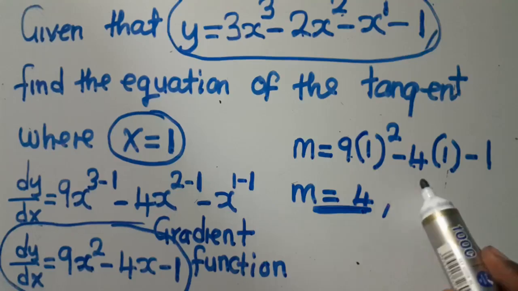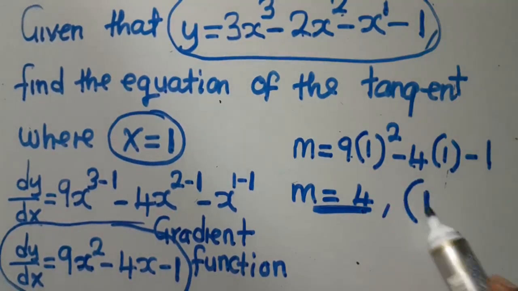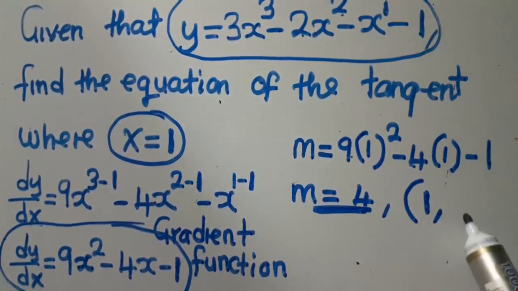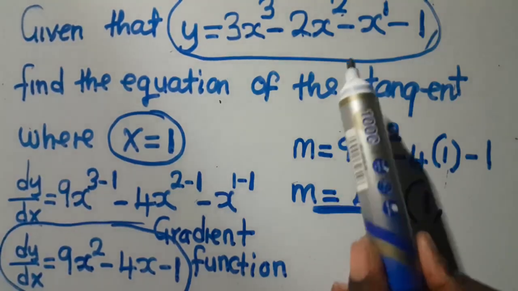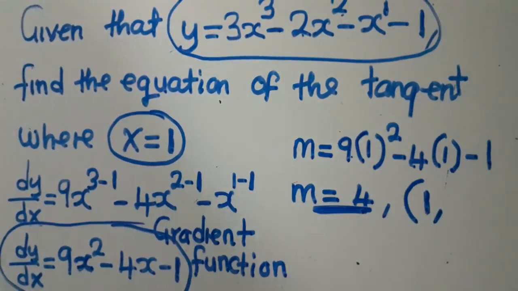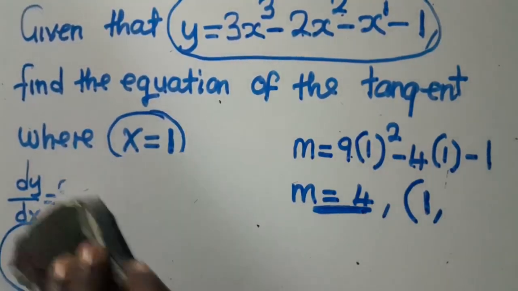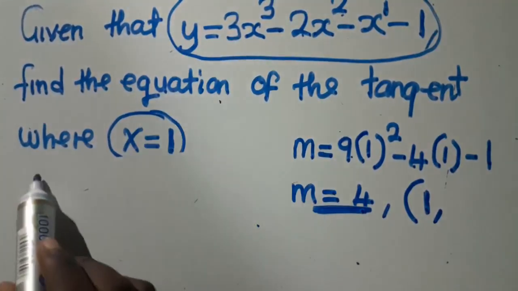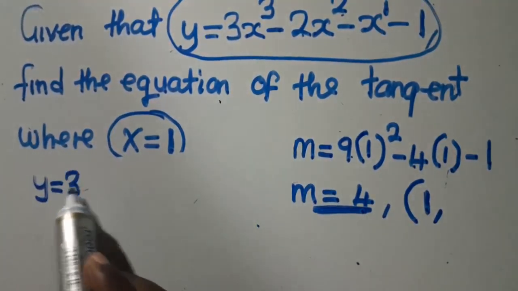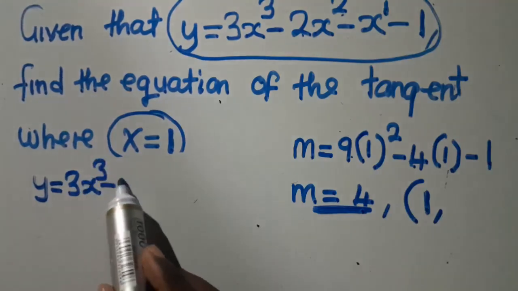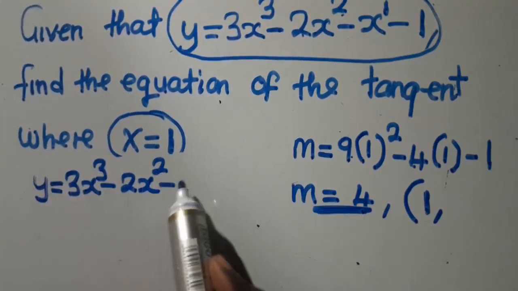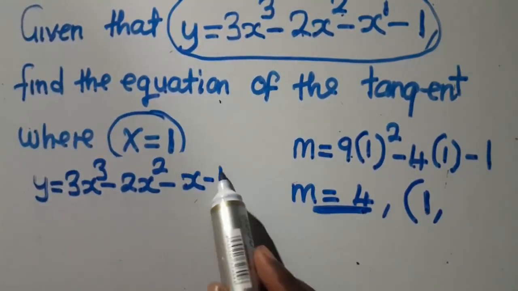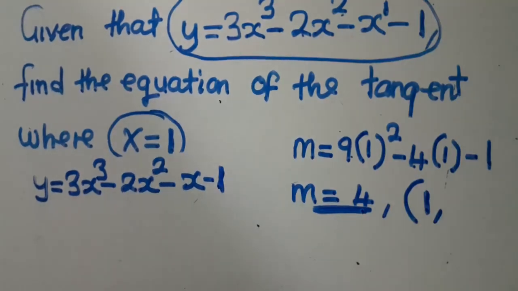We need to come up with a coordinate. We are only given the value of x, which is 1. What about the value of y? The value of y is found by using the original equation. Where is the original equation? It is there. y is equal to 3x cubed minus 2x squared minus x minus 1. Where there is x, you put 1, so that you find the value of y.